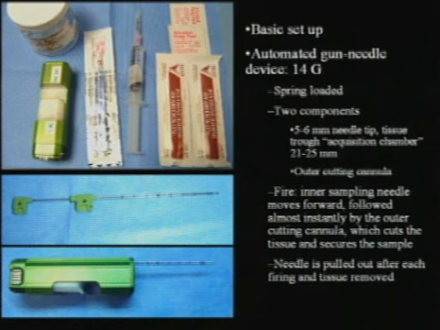And the basic concept of this gun is that it is spring-loaded and has two components. It has a 5 to 6 millimeter needle tip, and then right behind it is a tissue trough or an acquisition chamber that's about 2 centimeters, and then an outer cutting cannula. So when this biopsy gun fires, the inner sampling needle moves forward, followed almost instantly by the outer cutting cannula, which cuts the tissue and secures the sample within this acquisition chamber. The needle is then pulled out after each use, and the core of tissue is deposited in the formalin. And usually we do 4 or 5 passes.